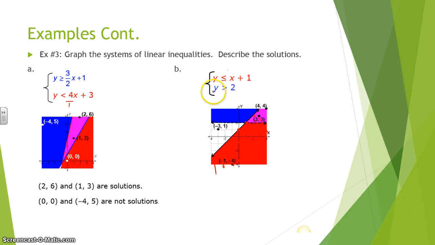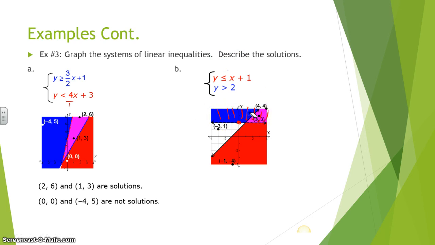The next one, it's saying y is greater than 2. Notice there's no slope for this linear inequality. There's just a y-intercept. So I will put a point at 2. It's saying y is greater than 2. Since it's greater than, it's a dashed boundary line. Y is greater than, I shade everything up.